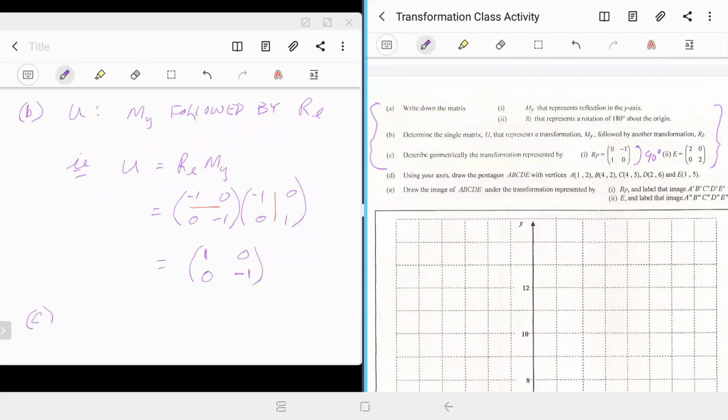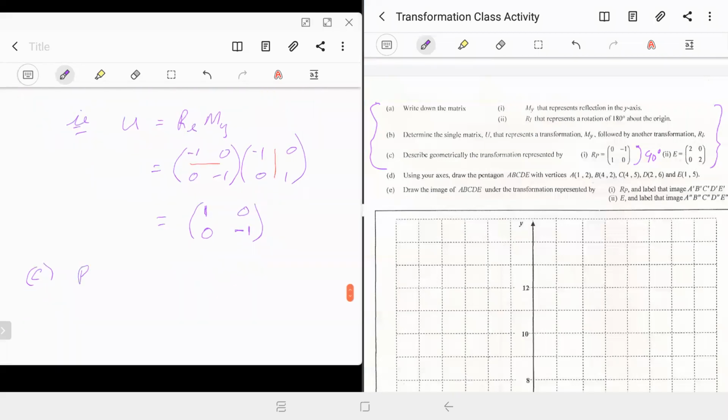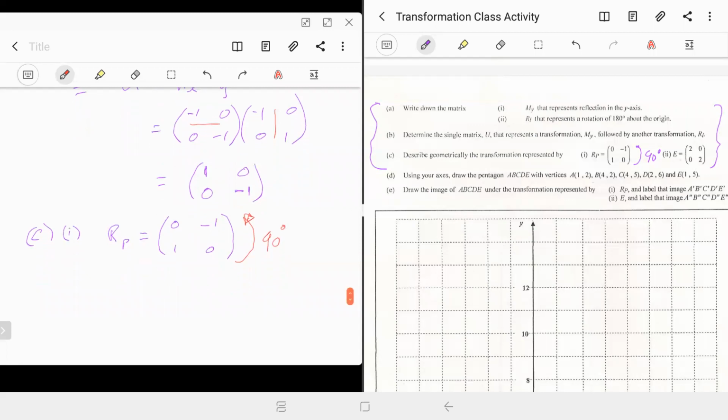Determine the single matrix RP. We're doing part C, part 1. They give us RP. I don't know why they call it RP. They call it 0, -1, 1, 0. Oh, I remember that one. Because if I rotate it up the side here, the -1 is up here where the arrowhead is. That arrow is telling me where the negative is. So that's an anti-clockwise 90-degree rotation matrix about the origin.